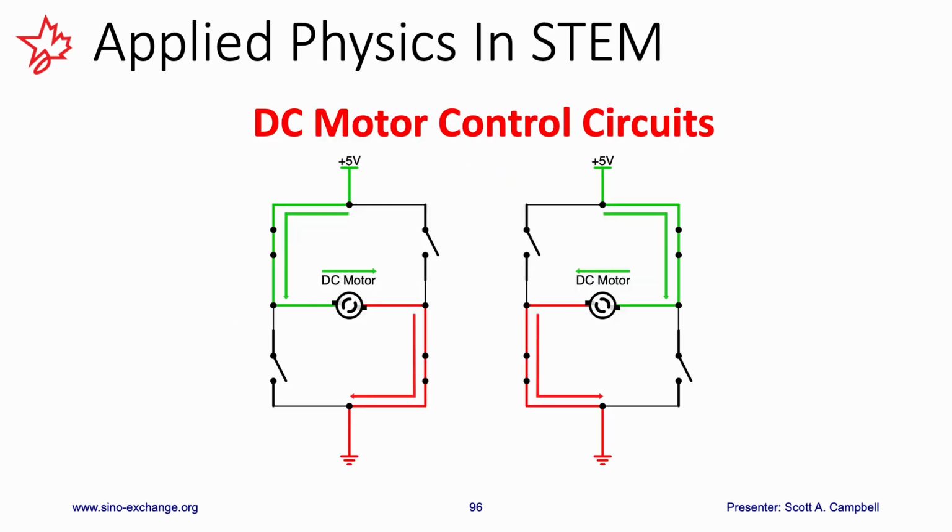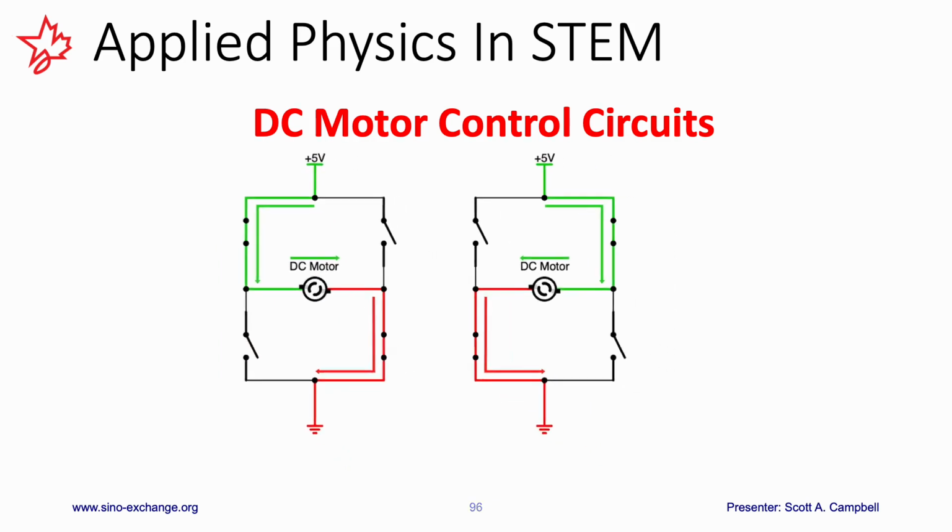Next, we need to create a DC motor control circuit. Now, the simplest circuit design uses a series of switches to control the direction in which electrons flow through a DC motor, and this allows us to control which direction the motor will turn. This creates a circuit that looks like a capital H. Therefore, these circuits are commonly referred to as an H-bridge.